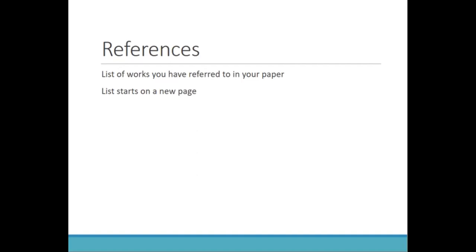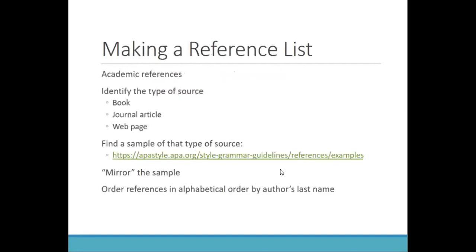When you go to format your list, it should start on a new page, and I'll show you exactly what this looks like. But again, I want to reiterate that you should be using academic references for this paper, peer-reviewed journals, or published books. But again, I expect most of your resources to be journals. Wikipedia, personal web pages, those are not academic sources.